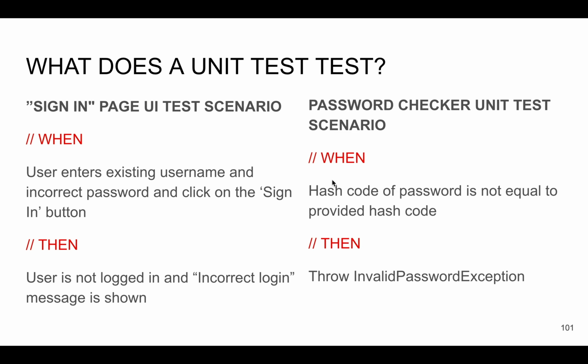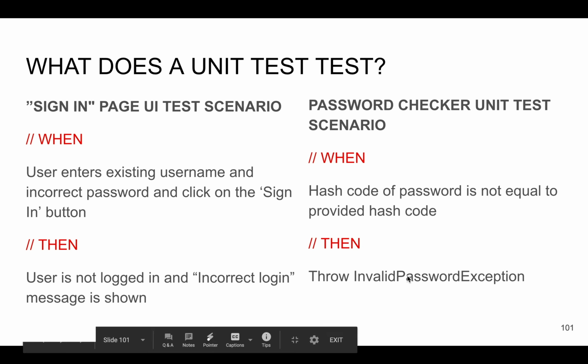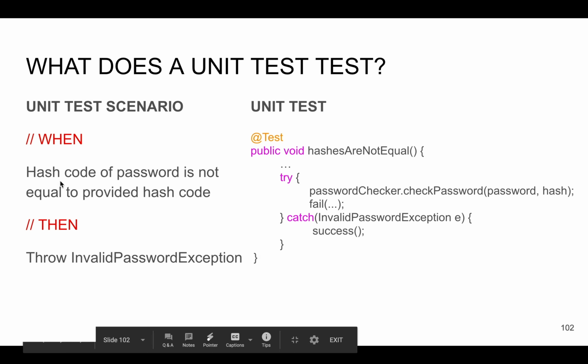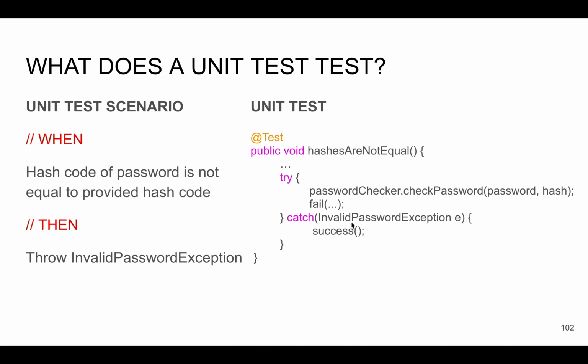To check it, we can see that the unit test scenario will be: the hash code of the password is not equal to the provided hash code, and as a result we need to throw a new exception error. When we have this test scenario, we can implement a unit test which covers this functionality. When we check passwords and they are incorrect, we need to throw the exception. And here we can catch this exception.